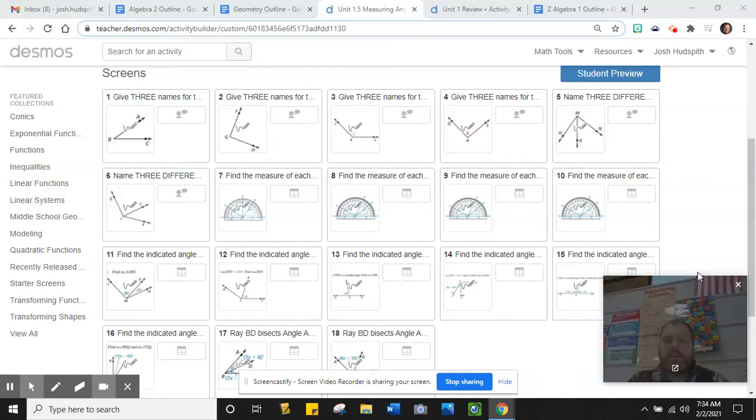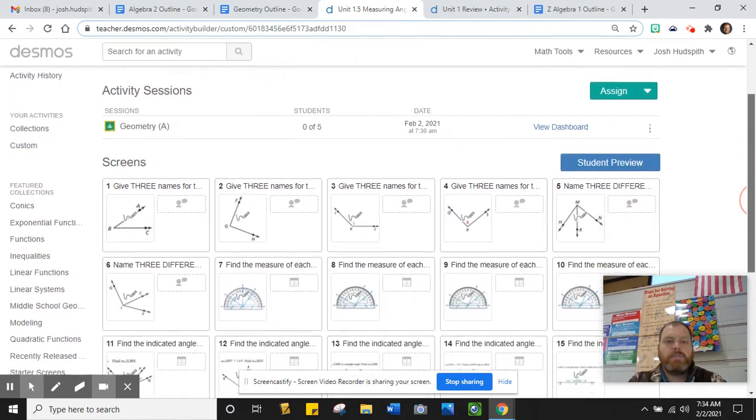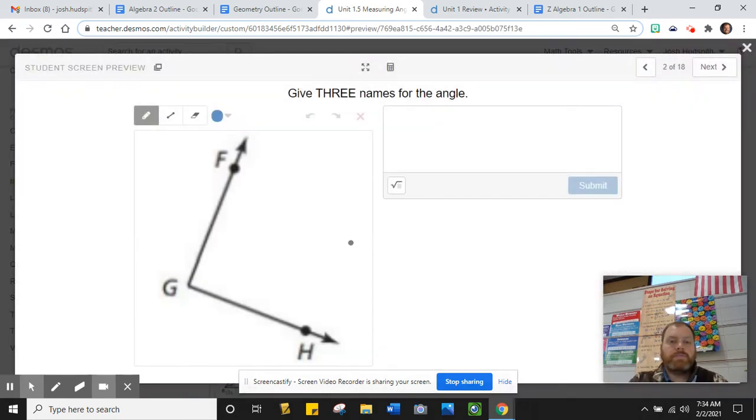All right, this is going to be a quick little video on 1.5 practice, measuring angles. Slides 1 through 6 are really just naming the angles. Remember, you can name angles with 3 points. For example, this is slide 2.